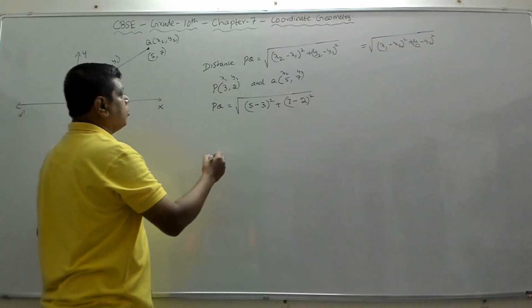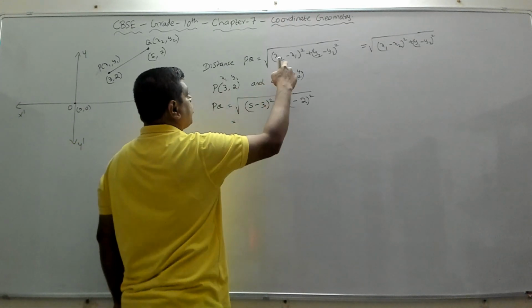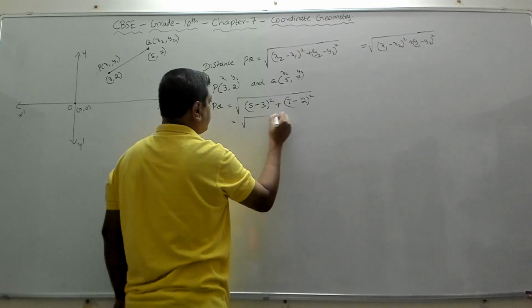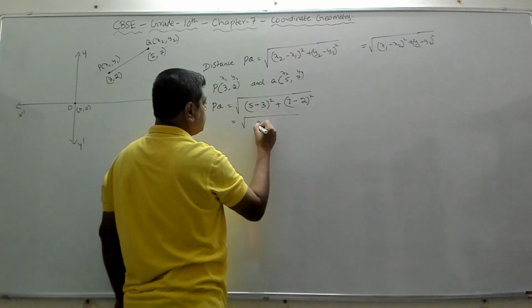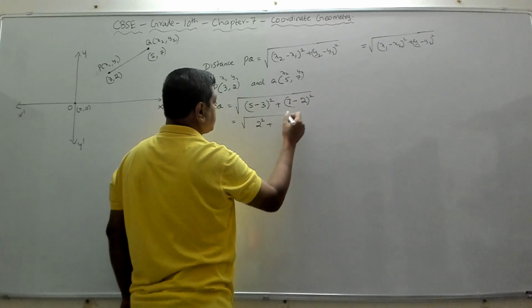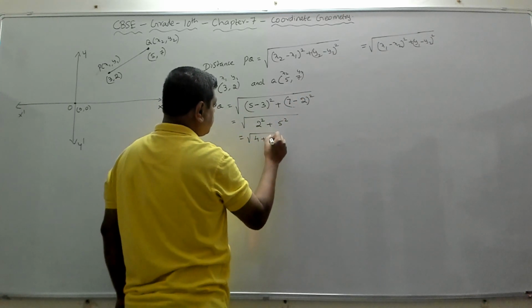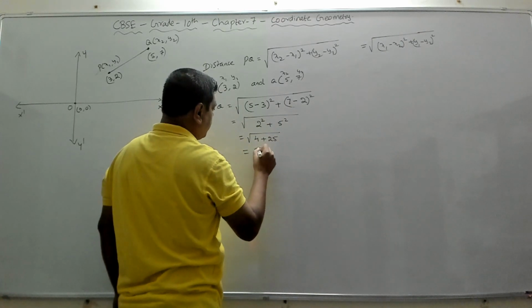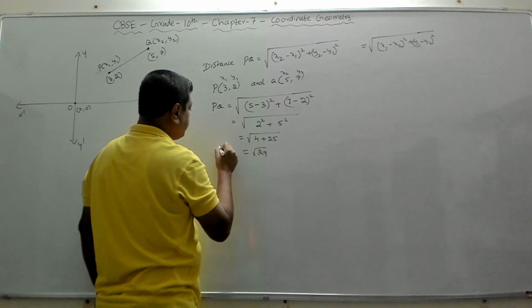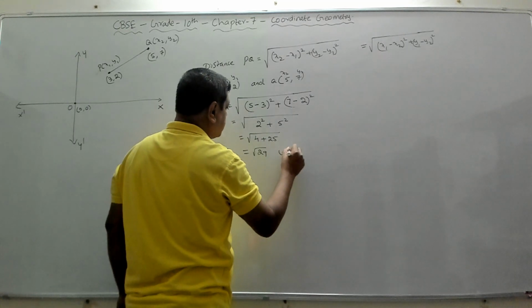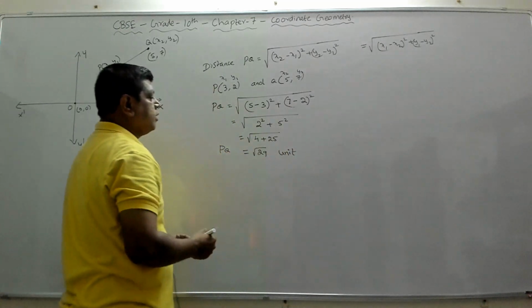So we have substituted these points in this formula. That is equal to the square root of 5 minus 3, which is 2, squared, plus 7 minus 2, which is 5, squared. So you get the square root of 4 plus 25, which is the square root of 29. That is your PQ. The length of PQ is square root of 29 units.